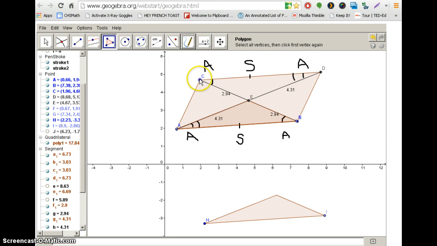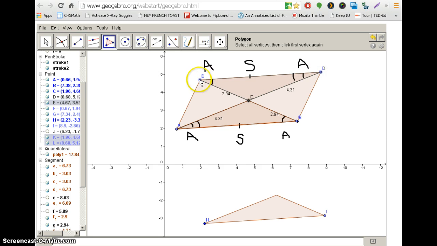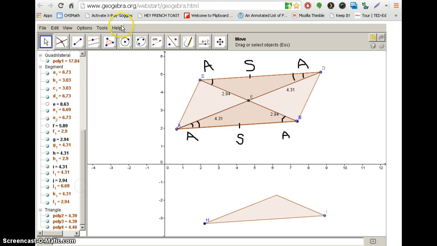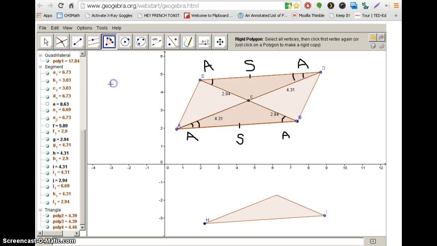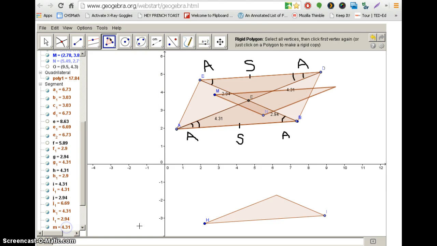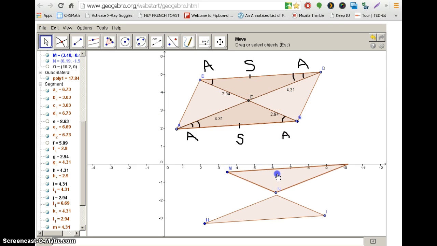Here we go. We're going to make the second triangle here. And then we will make sure we have everything cleared out. Use my rigid tool and select this triangle here. I have two triangles now. Alright, those are the two triangles that we're talking about.